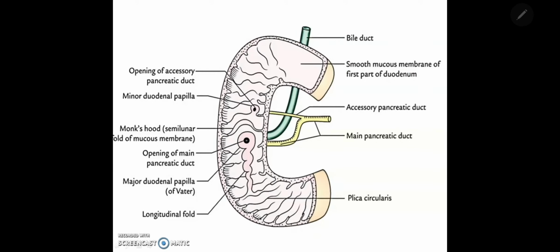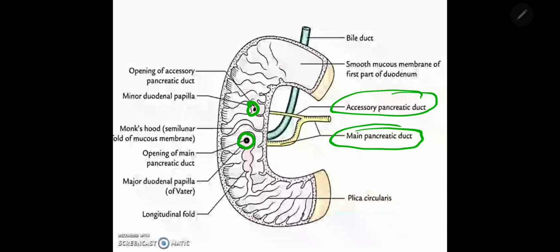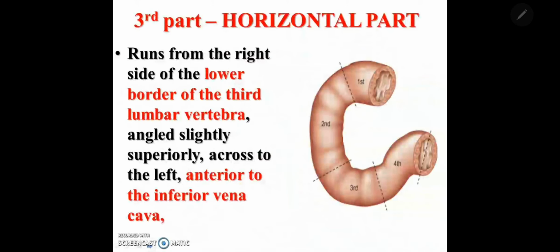When you open to see the interior of the second part, you can notice these all are circular folds to increase the surface area for absorption. These are the modifications along with villi and microvilli. You can see the minor duodenal papilla and major duodenal papilla, plica semicircularis, plica longitudinalis. In the minor duodenal papilla, there is opening of the accessory pancreatic duct. In the major duodenal papilla, there is opening of the main pancreatic duct along with the common bile duct.